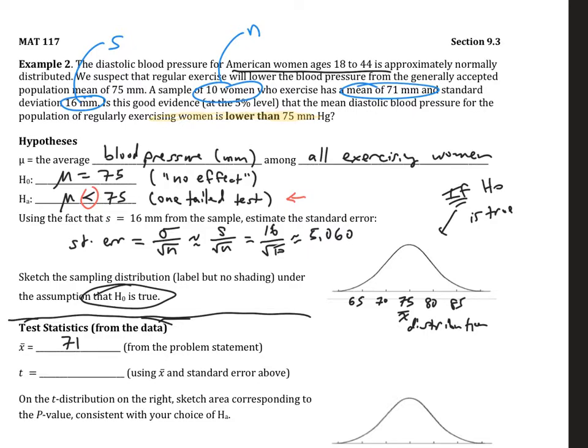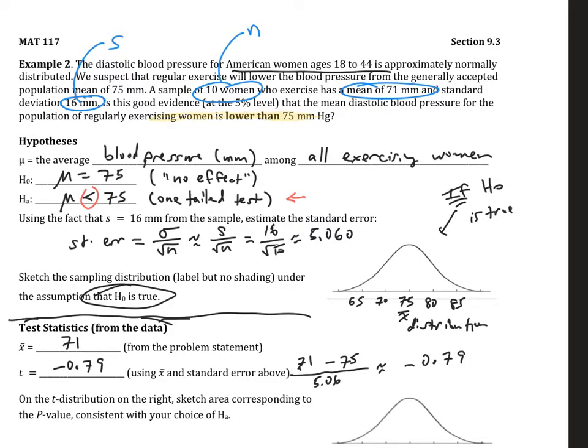The t-score, the test statistic, is always observation minus the mean. The mean is the center of the picture that I drew, divided by the standard deviation of the picture that I drew. So I'll use 5.06 to be more precise. And that is about, what is that? Negative 0.79. So my t-score is negative 0.79.